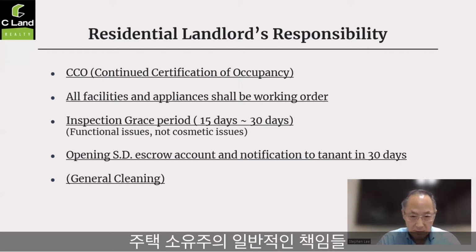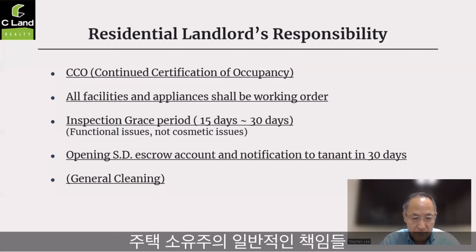Sometimes the tenant gets confused. Oh, the lease agreement specifies that the landlord will fix any problem in the first 15 days, and they ask for a lot of different things. That's not the case. It's functional issues, not cosmetic issues. So typically the landlord provides this inspection grace period.